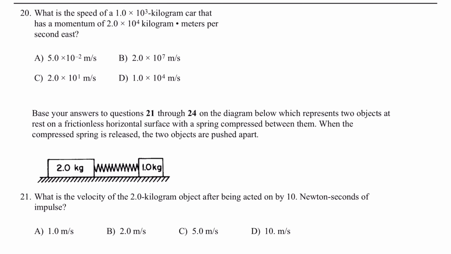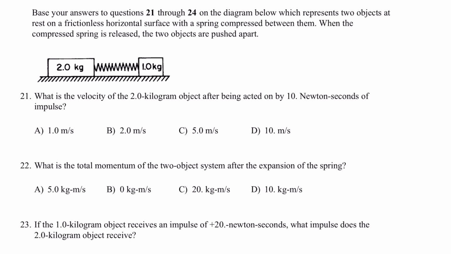20. What is the speed of a 1 times 10 to the third kilogram car that has a momentum of 2 times 10 to the fourth kilogram times meters per second east? So this question gives us momentum and mass, and we have to find speed. So we plug what we know into the momentum formula and then solve for velocity. So P equals mv. So 2 times 10 to the fourth equals 1 times 10 to the third times velocity, and we're going to get a velocity of 20 meters per second. So that is choice C.